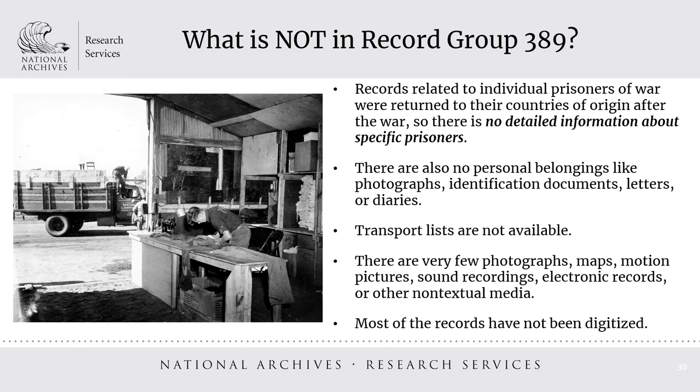In addition, these records are almost exclusively textual records. Although there may be some photographs or maps interspersed with the other records, you will not find extensive non-textual records in RG 389. Plus, most of these records have not been digitized, so you will likely need to plan a research visit to Archives 2 if you would like to view any of these records. If you have questions about RG 389, you may email the Textual Reference Branch for more information.